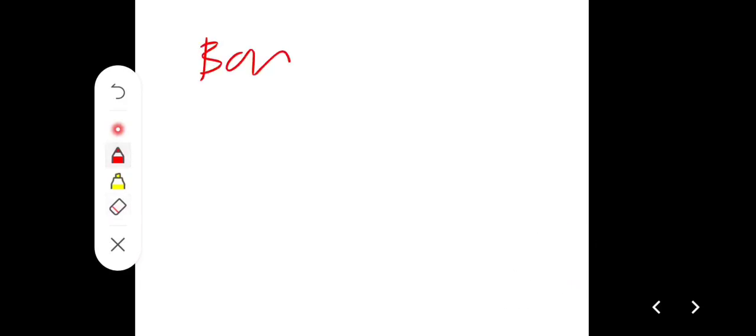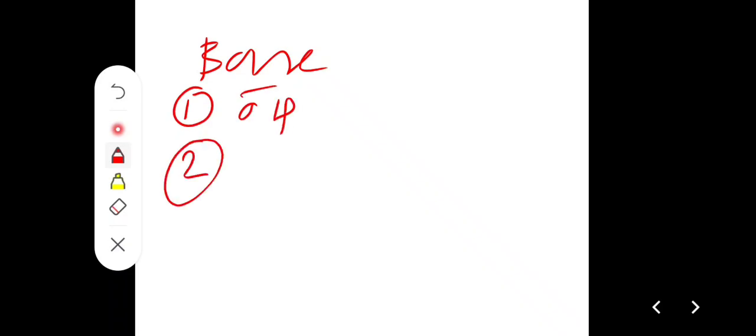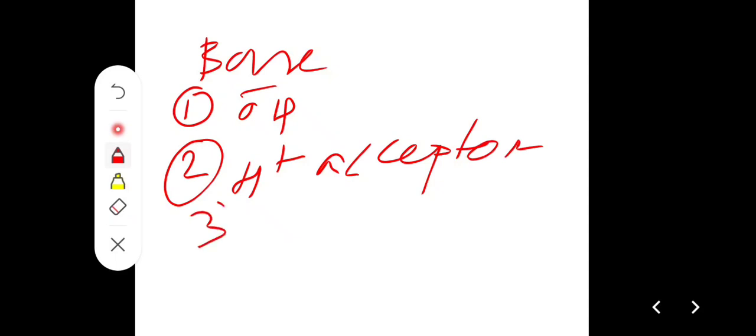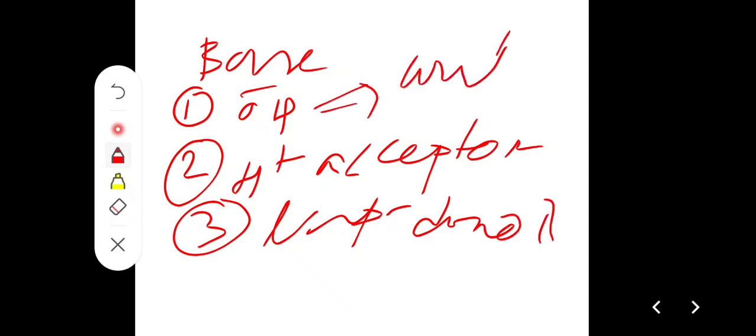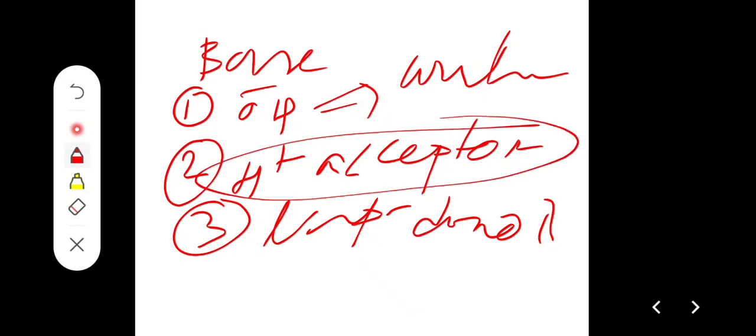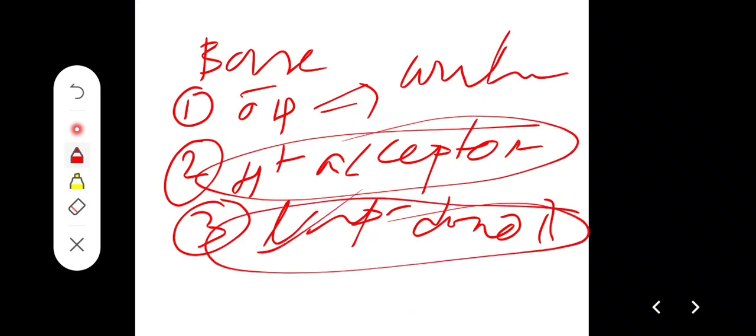If we consider base, first one, they furnish OH minus. Second one, they are hydrogen ion acceptors. Third one, lone pair donor. This is the basic concept. That is the Arrhenius concept, that is the Bronsted-Lowry concept, and that is the Lewis base theory.